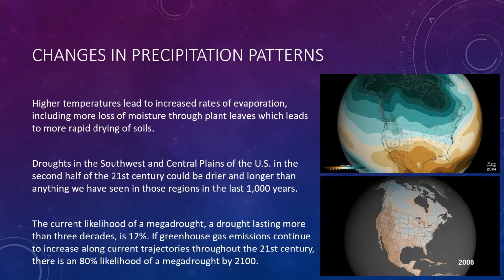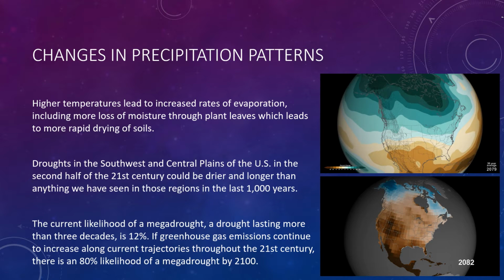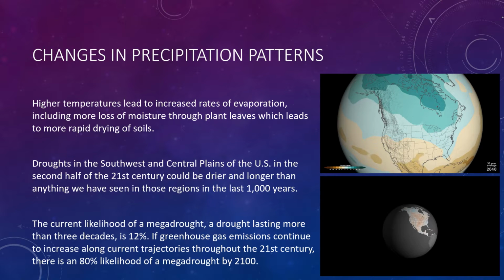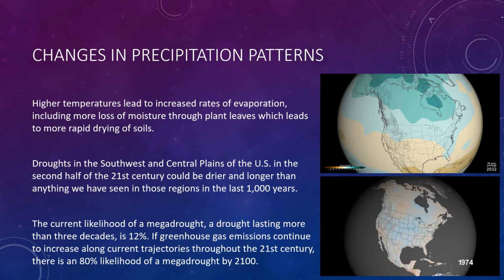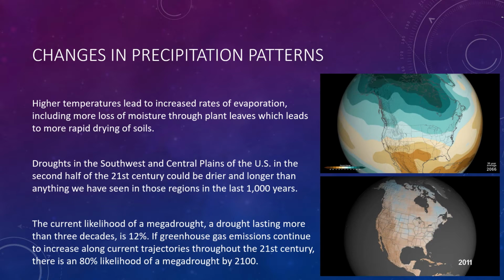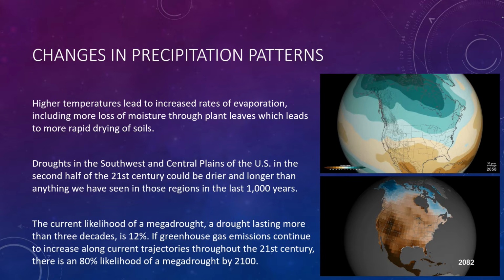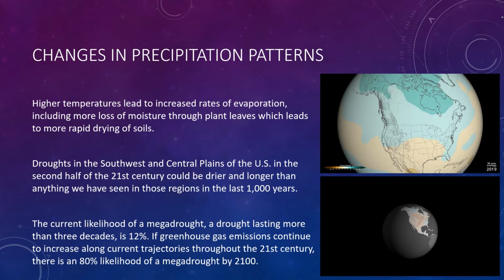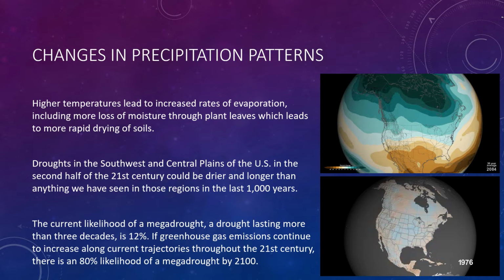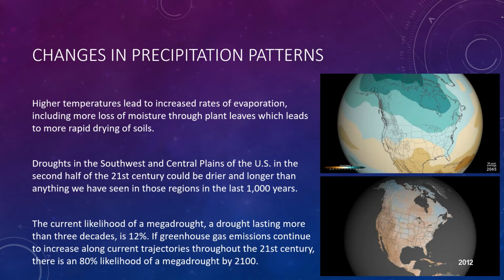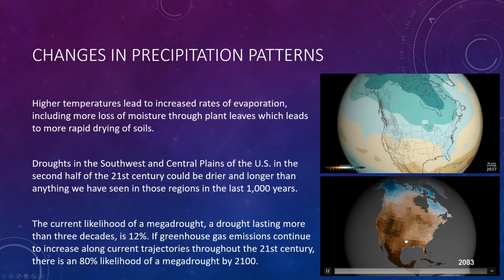According to Cook, the current likelihood of a megadrought, that is a drought lasting more than 3 decades, is 12%. If greenhouse gas emissions continue to increase along their current trajectories through the 21st century, however, there is an 80% likelihood of a decades-long megadrought in the southwest and central plains by the year 2050 to 2090. So the scientists analyzed a drought severity index and 2 soil moisture datasets from 17 climate models that were run on both emission scenarios. And so what we're seeing here in these graphics, again, is just the fact that we're probably going to see more severe and longer droughts in the southwest and central plains.